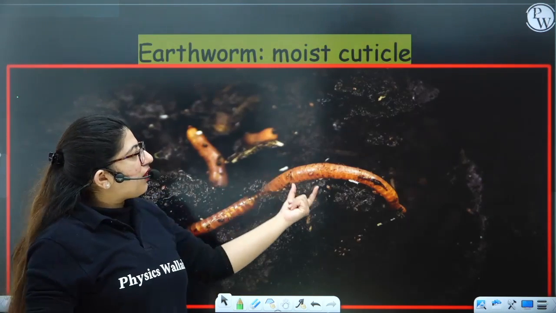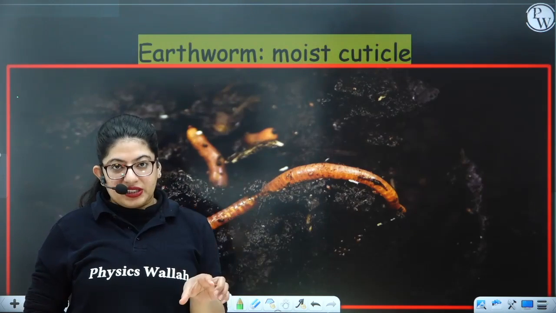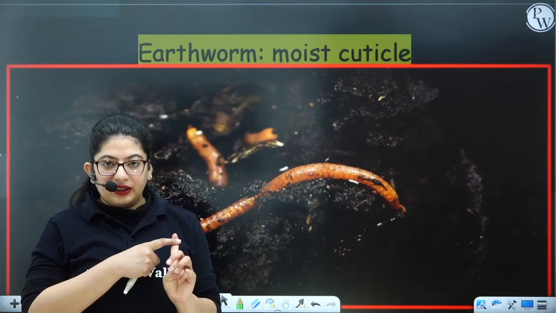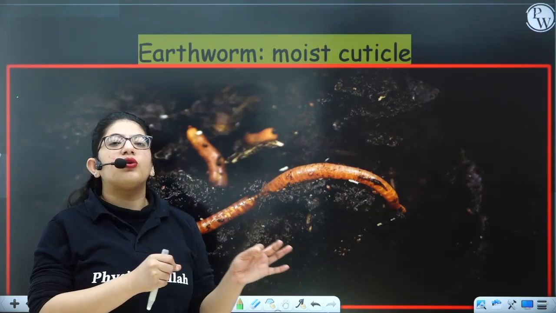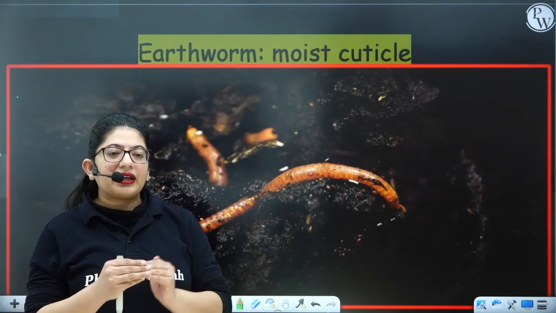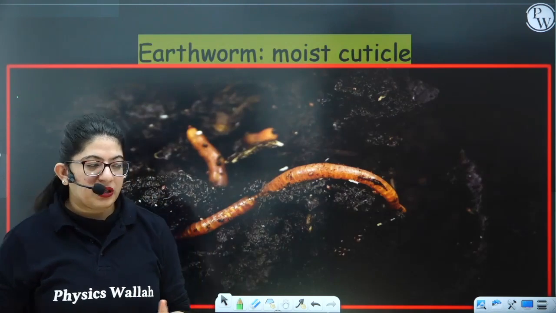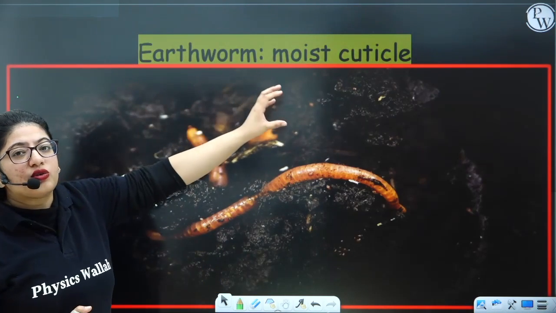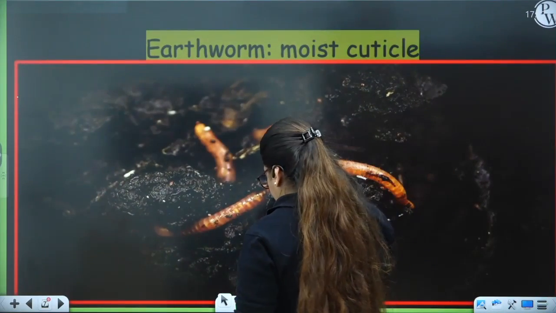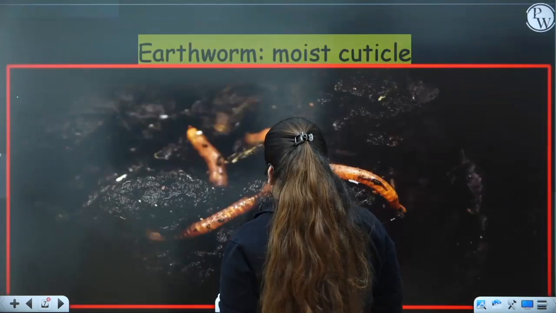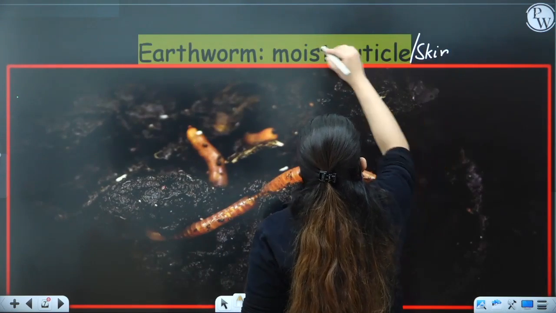If an organism has a thin, vascular, and moist skin, there are three criteria: thin, vascular, and moist skin. The organism can undergo a respiration where the air can move in and move out through the skin. That is known as cutaneous respiration. So the respiration that occurs through moist cuticle is also known as skin. All right, cuticle is also known as skin. So that type of respiration is cutaneous.